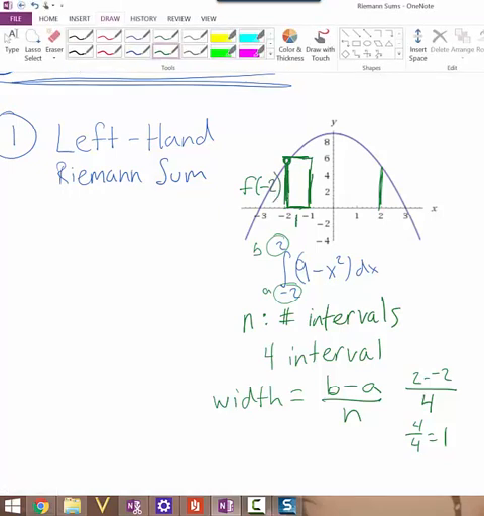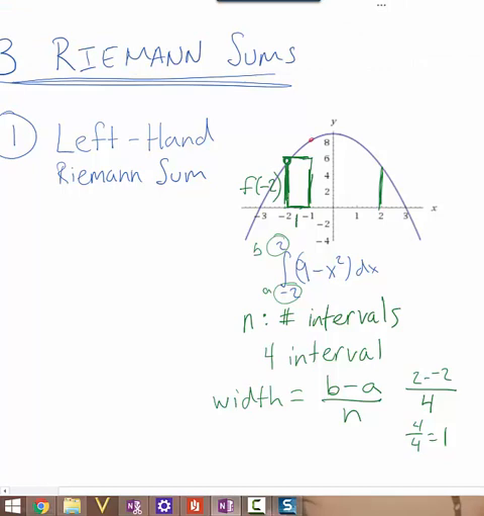Then I make my next rectangle. Now I'm going to start here at negative 1, and move over 1. This height is going to be f of negative 1. And you keep just repeating this process over and over again. So now the height is f of 0. And then lastly we have a height of f of 1.